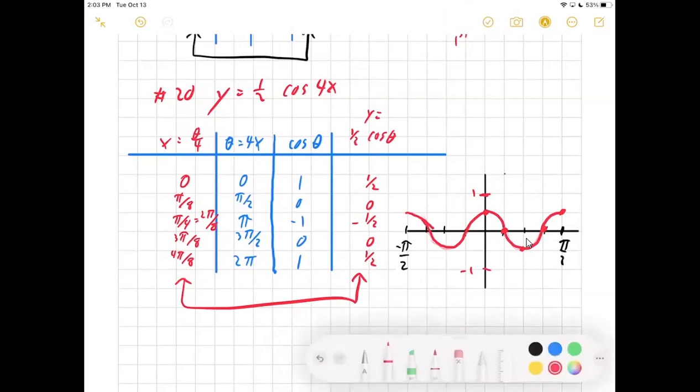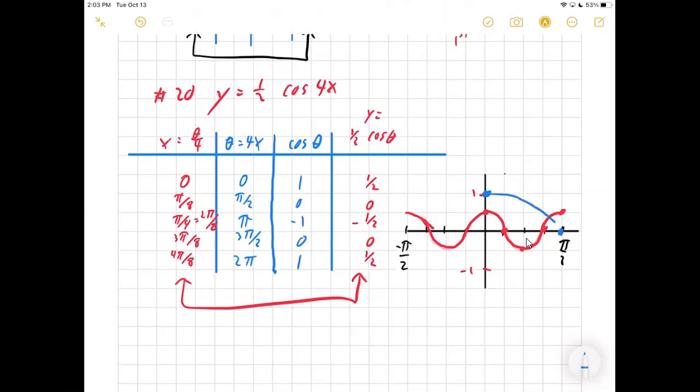Now let's compare that to a cosine graph. Remember, the cosine would have been up here, starting at 1. By the time we get to pi over 2, it's to 0. So the cosine graph would have looked something like this. Okay, so this is oscillating 4 times faster than the cosine function, and it's half as tall as we would expect. Okay, so that's what that would look like, and we did that with our 5-point table there.